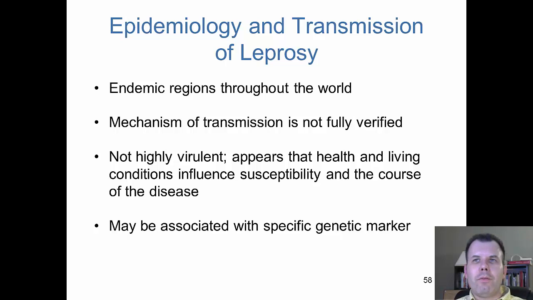It's not fully verified how it's spread, but I would say it's probably skin-to-skin contact, because it is affecting the superficial skin, and it's probably passed from one person to another that way. And again, it's not highly virulent in that health and living conditions do influence the susceptibility to the disease, and it may be associated with specific genetic markers that are out there.